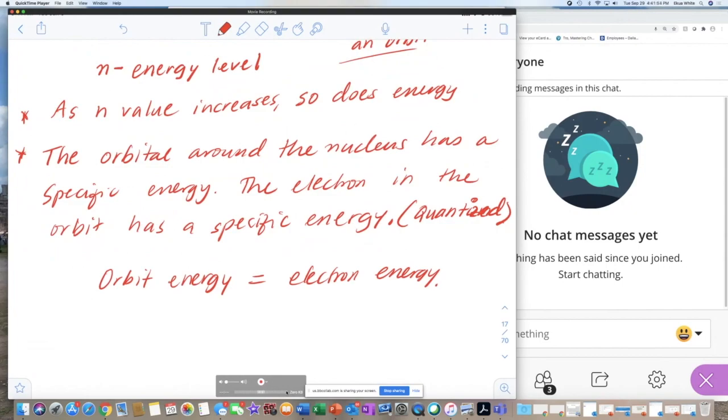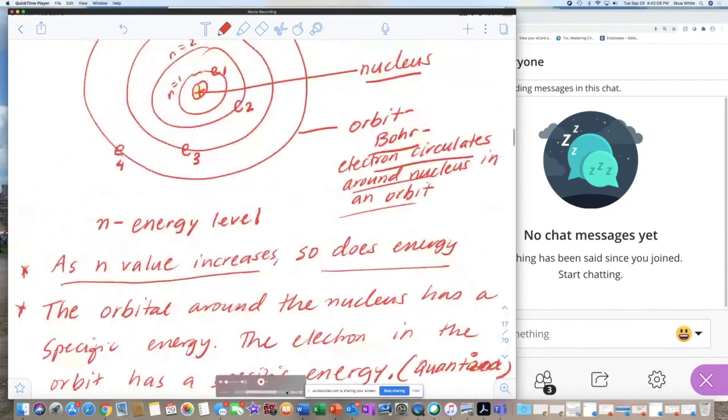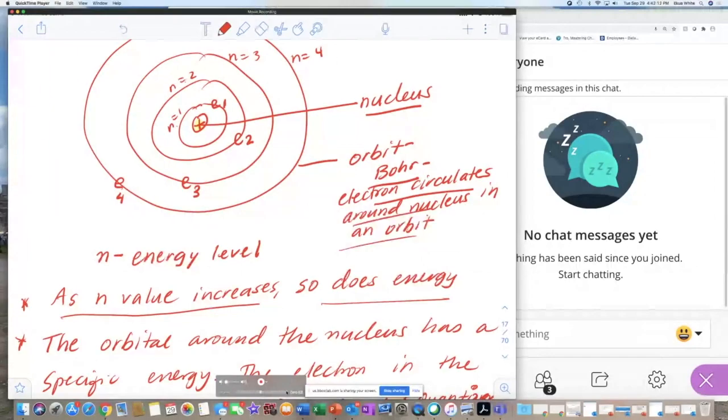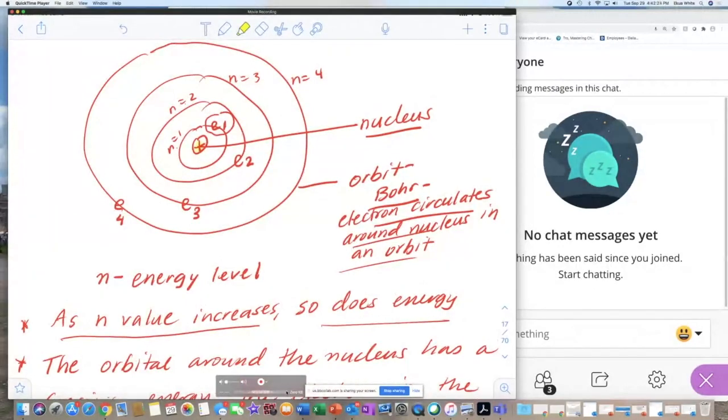So, for the electron to be allowed to be on the orbit, it has to have an energy that matches the orbit. Remember, I told you guys, as the N value increases, the energy increases. So the one that's N is 4, E4 has really high energy. So I'm going to ask a question, then I'm going to answer it. If electron 1, E1, is usually found on this energy level, do we ever find it anywhere else? And the answer is yes. Well, how can E1 end up on energy level 4?